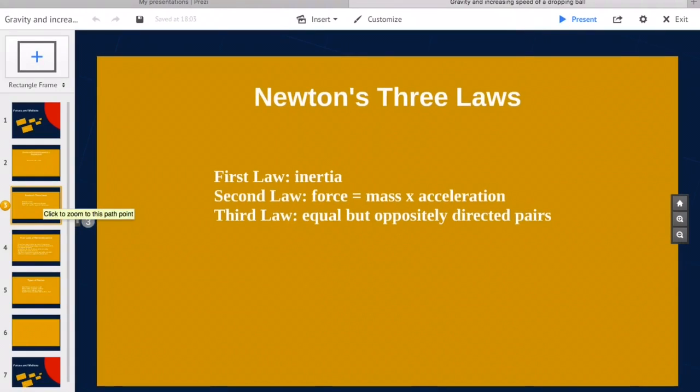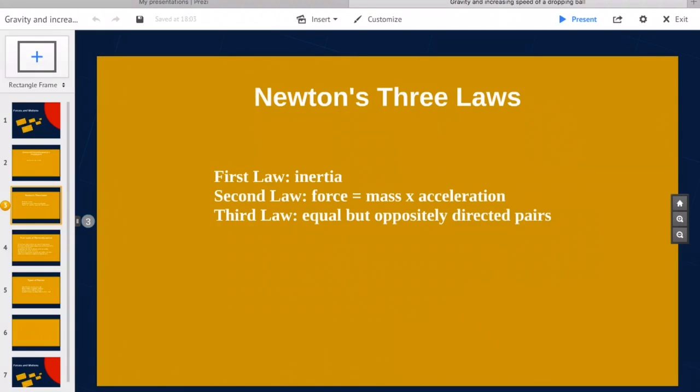All right, the next one, Newton's three laws. So we're going to have to be familiar with these. We'll go over each of these, but again, it's just real brief. Newton's first law is inertia. An object will remain in its state of motion unless a force acts to change that motion. Right? So that's the first law.